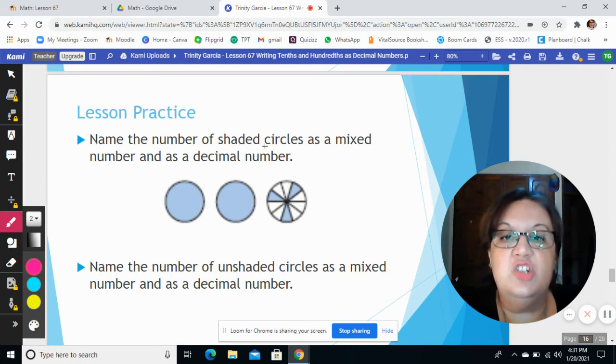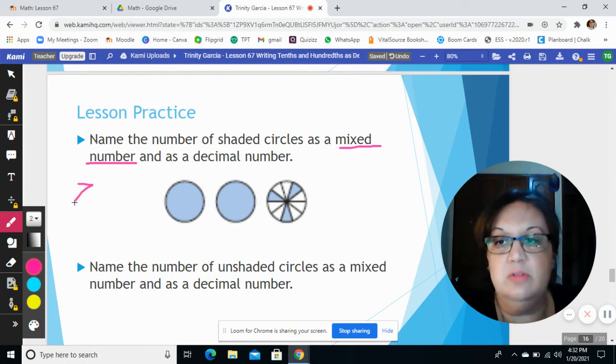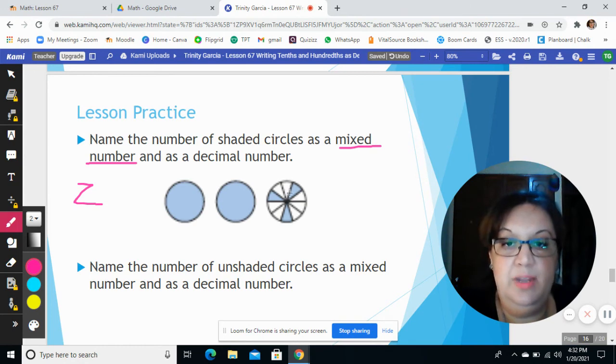Name the number of shaded circles as a mixed number and as a decimal. Remember, when they ask you for a mixed number, they're asking for a whole number with a fraction. A whole number combined with a fraction. So we have 1, 2. That's our whole number. Let's put our mixed number over here. So 2. And then we have how many? We have 3 tenths, right? Because we have 3 shaded out of 10.